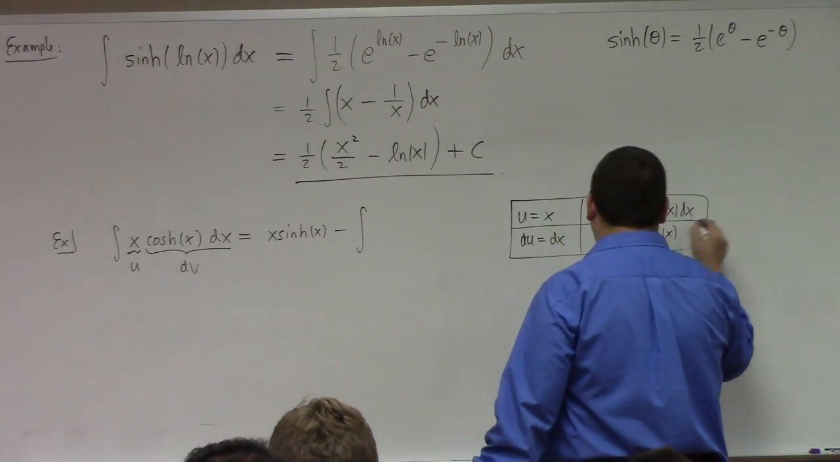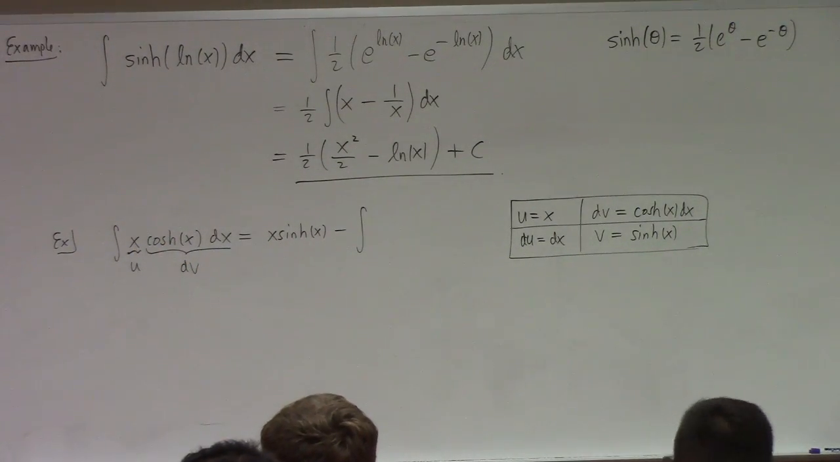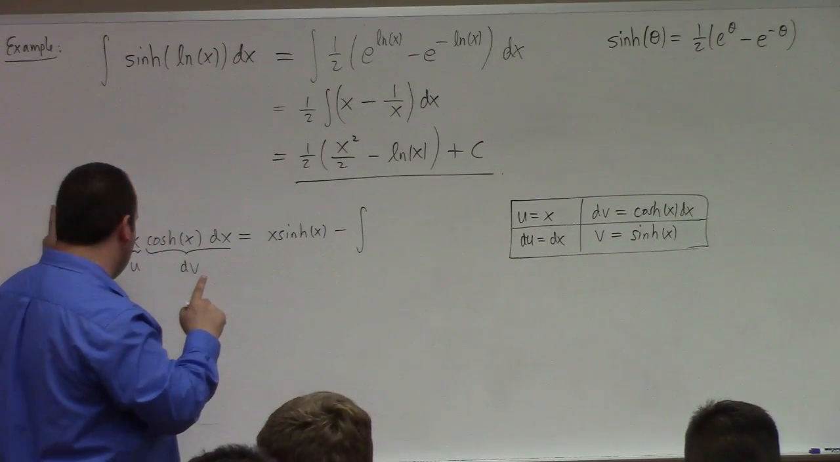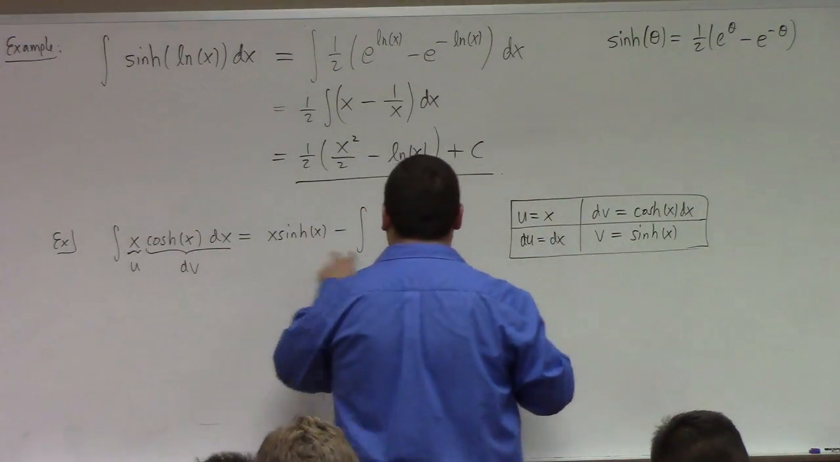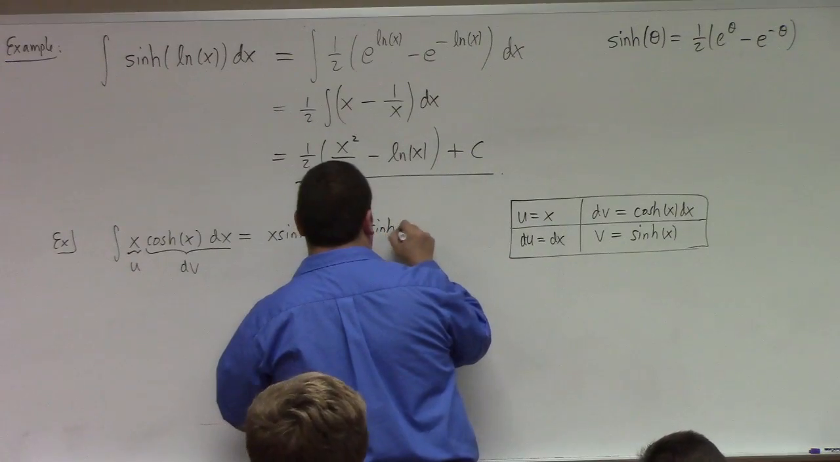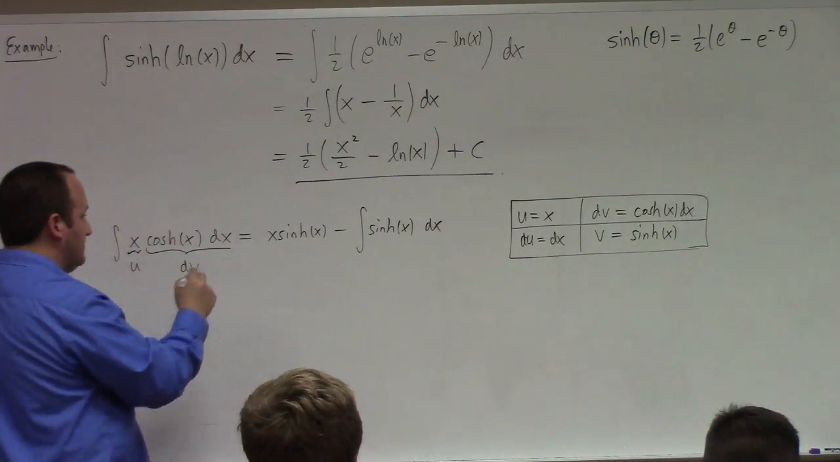I think Eliot said it best. Dust yourself off. Try again. If at first you don't succeed. Let's see here. And then what do we do? v du, right? So uv minus the integral of v du. So in this case, it's sinh x dx. And so there you have it.